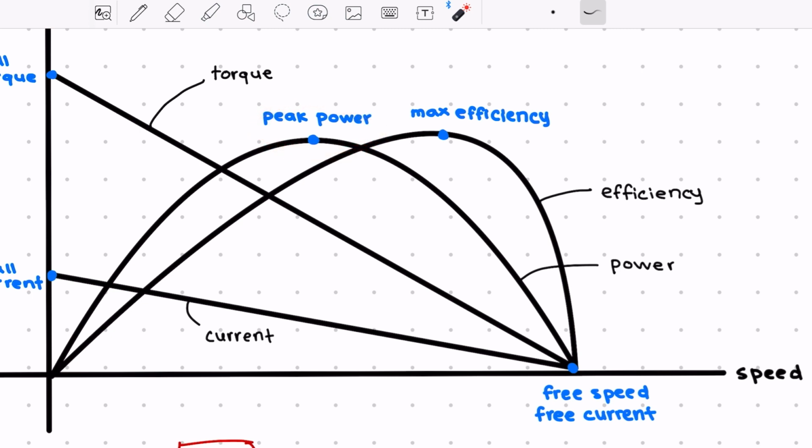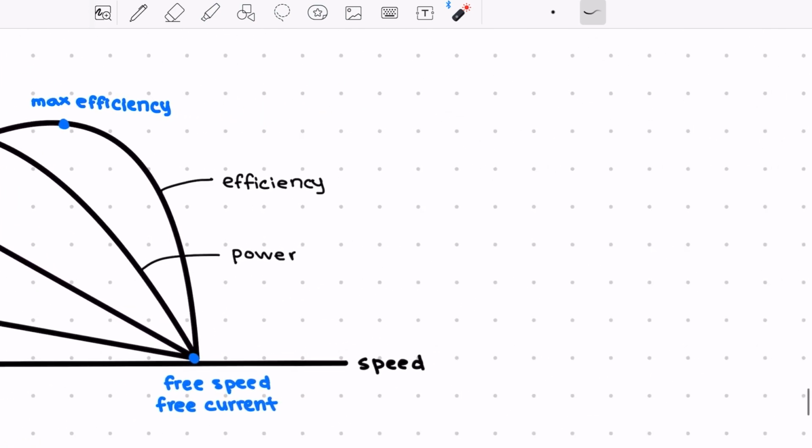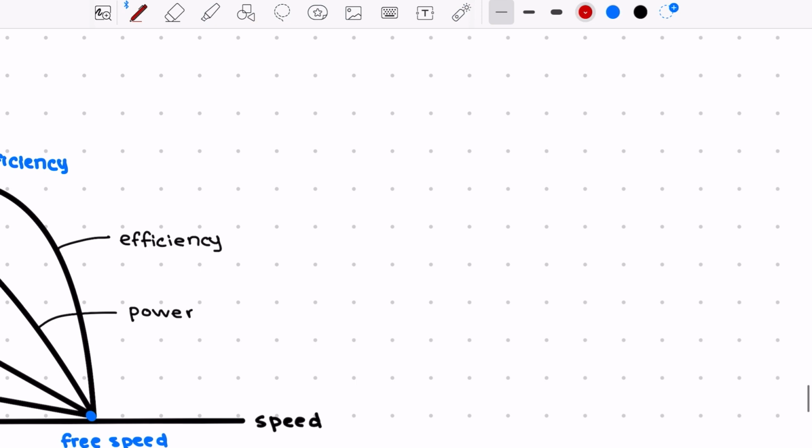Next is peak power. Peak power is the maximum amount of mechanical power that a motor can produce. You're generally recommended to stay to the right of this point, and I'll explain why in a second. And finally, max efficiency. Max efficiency is the optimal relationship between input and output power. It's generally best practice to use a motor around maximum efficiency just because it's better for motor life, power consumption, and reliability in general.